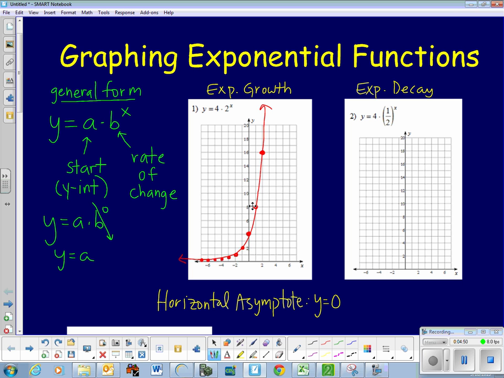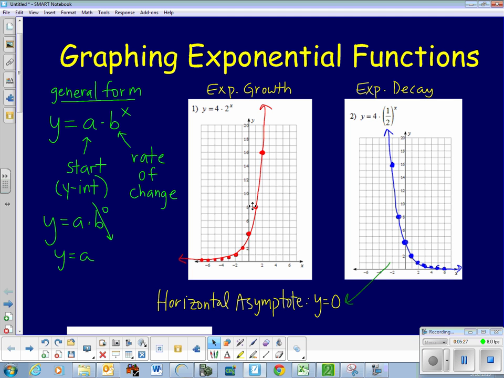Okay, so 4 is still the starting value. So to graph this thing, I'm still going to start at 4. This time I'm going to multiply by 1/2 with every step to the right. So these are just complete mirror images of each other, my two graphs. And then I'm going to double as I move to the left, 8, 16, and then again I'm off the charts. Horizontal asymptote, still y equals 0. That applies over here too. And that's exponential decay.